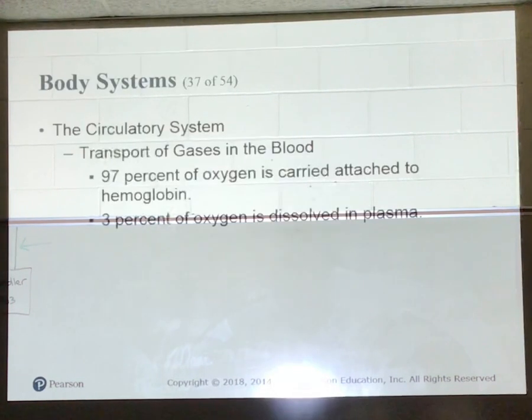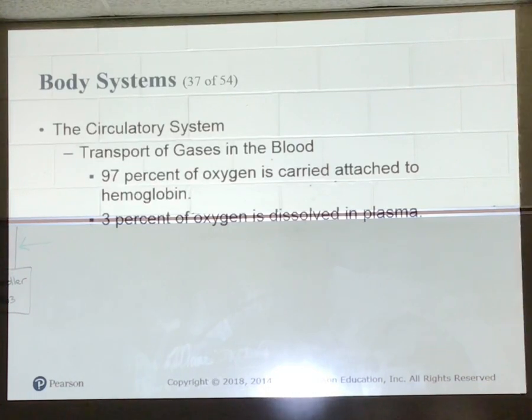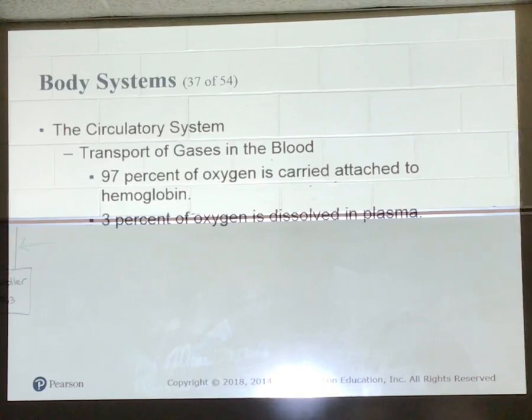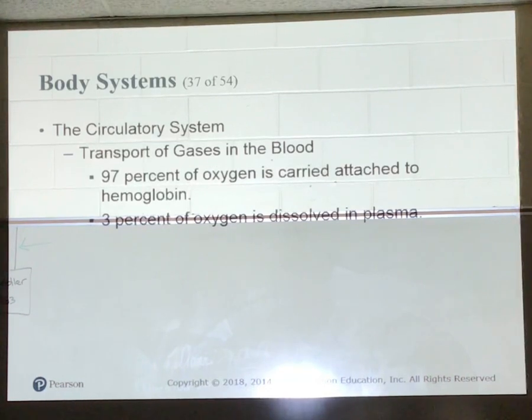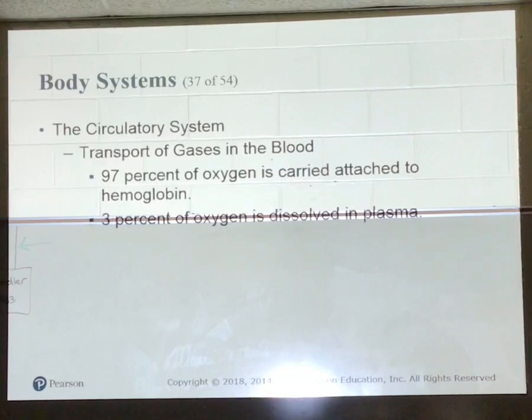All right. The two most important gases you need to be concerned with are oxygen and carbon dioxide. Cells require oxygen to function effectively and survive. Carbon dioxide is a waste product that must be carried away from the cells and eliminated by the lungs. An effective transport system must be in place to continuously deliver oxygen to the cells and eliminate carbon dioxide. Oxygen is carried in the blood in 2 ways, whereas carbon dioxide is carried in 3 ways. Oxygen is attached to the hemoglobin and dissolves in plasma.